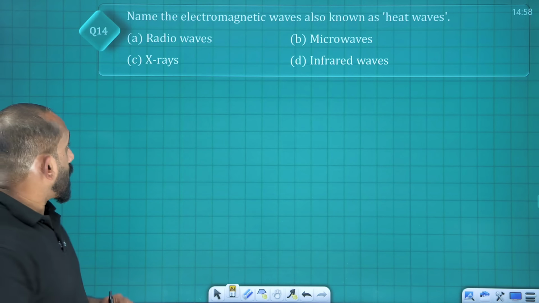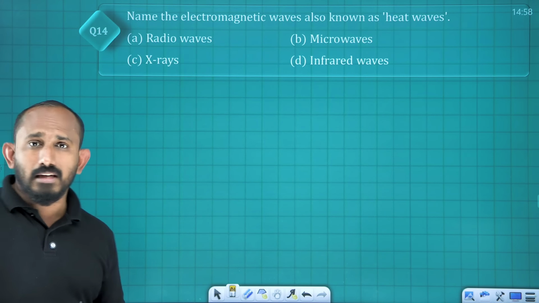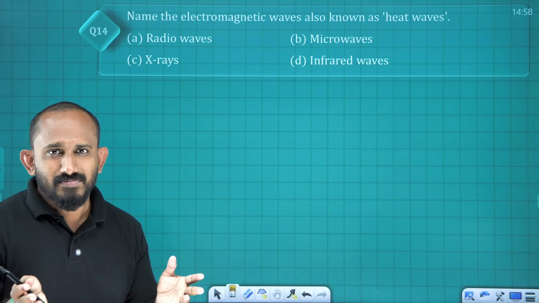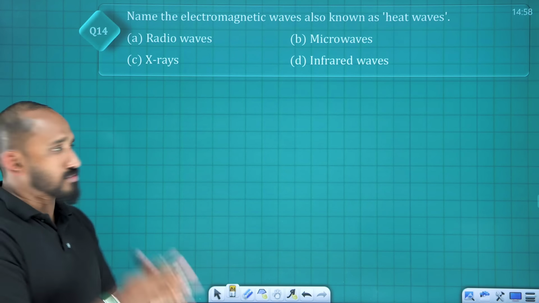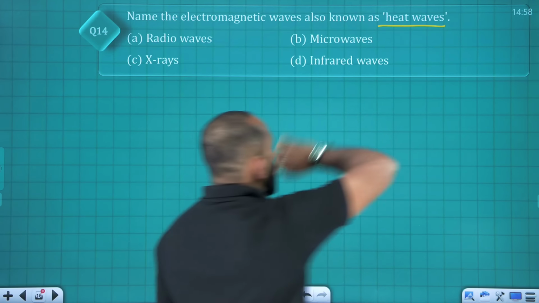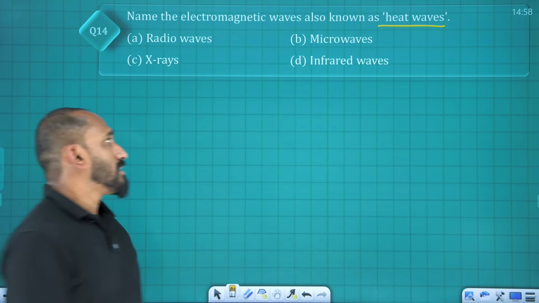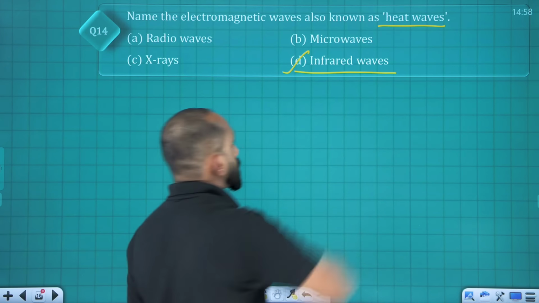The next question. Name the electromagnetic wave also known as heat waves. Yeah, give me the answer. We just discussed it already: heat waves, which produce heat. Yes, it's nothing but the infrared waves.